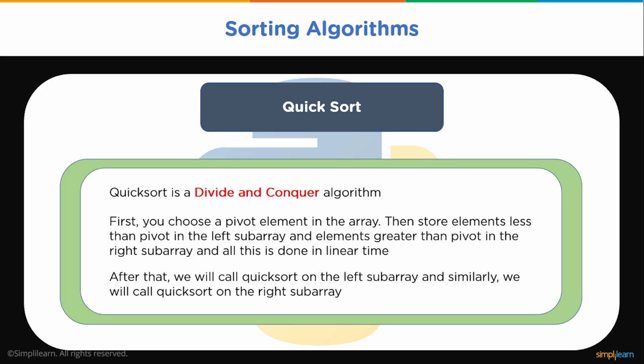After that, we will call quicksort on the left subarray, and similarly we will call quicksort on the right subarray. So it's a recursive algorithm based on the choice of the pivot element which you have taken in the array. Generally, the pivot element is taken as the rightmost element of the array.